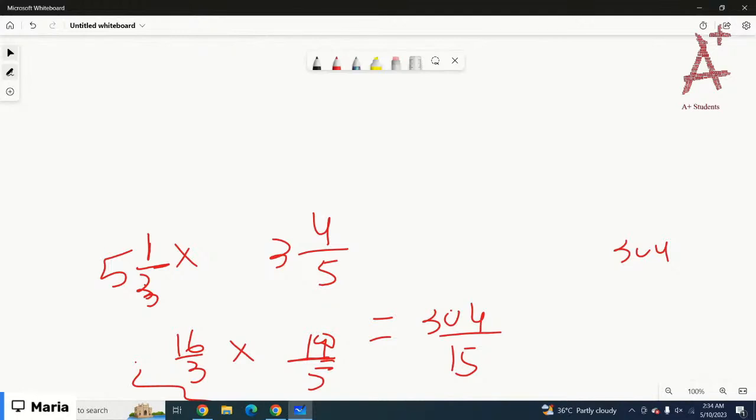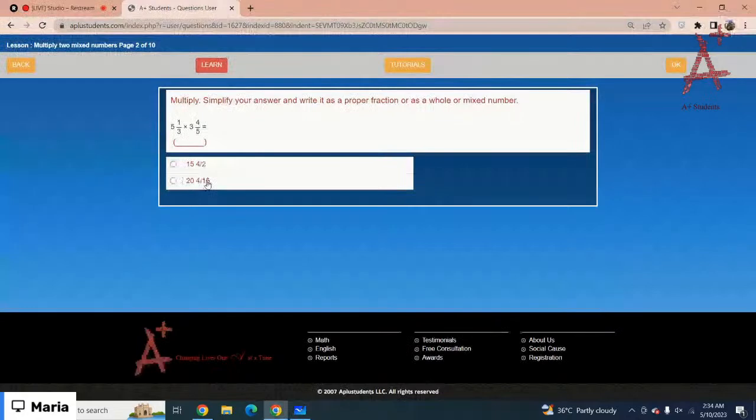15 times 2 is 30. It would be 20 whole 4 over 15. The correct option is 20 whole 4 over 15. That is option number 2. Got it?